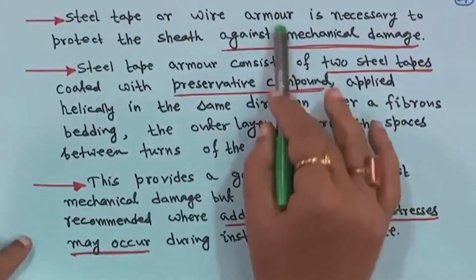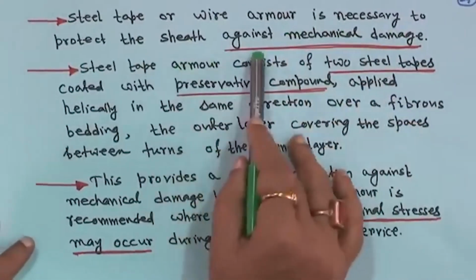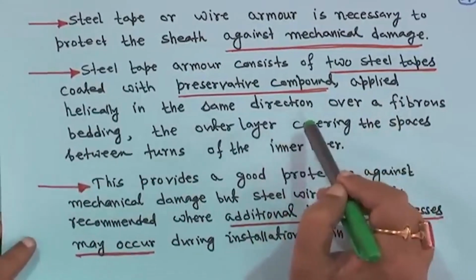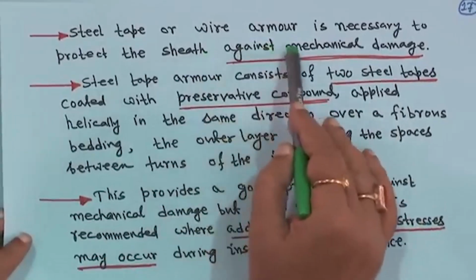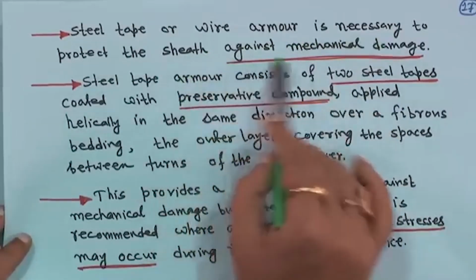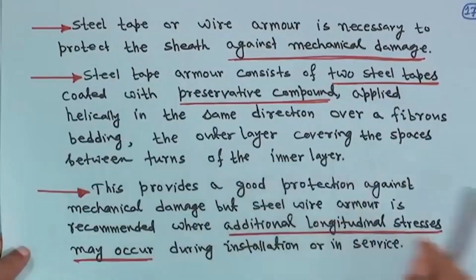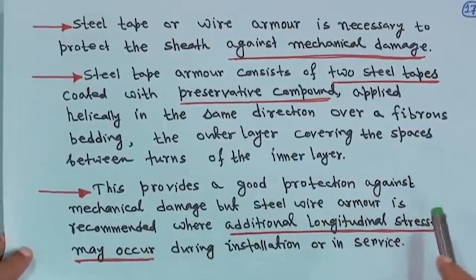For cable, several components are there, one after another. Diagram I will show you how things are. So, steel tape or wire armor is necessary to protect the sheath against mechanical damage. Look, we are protecting insulation with the sheath. Now, steel tape or wire armor is necessary to protect the sheath against mechanical damage. That means another round you have to use for steel tape or wire, one after another.